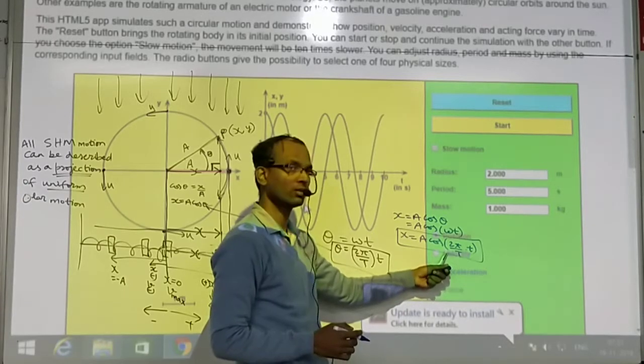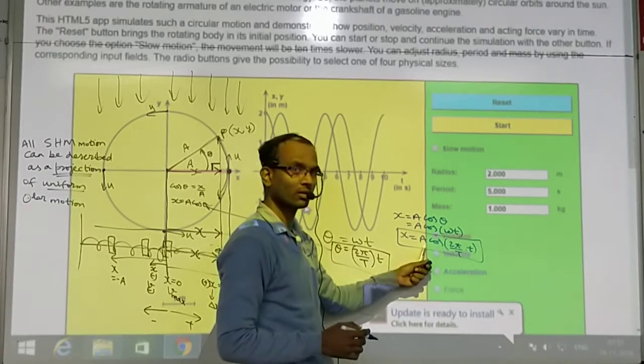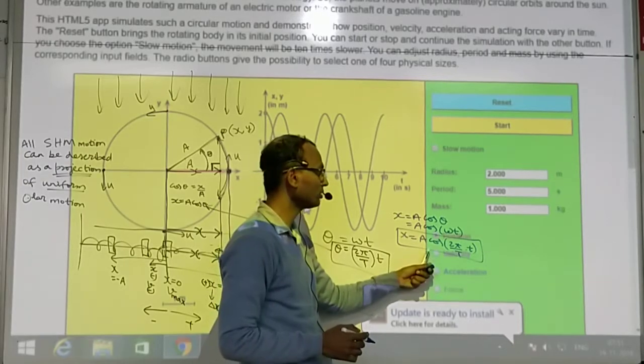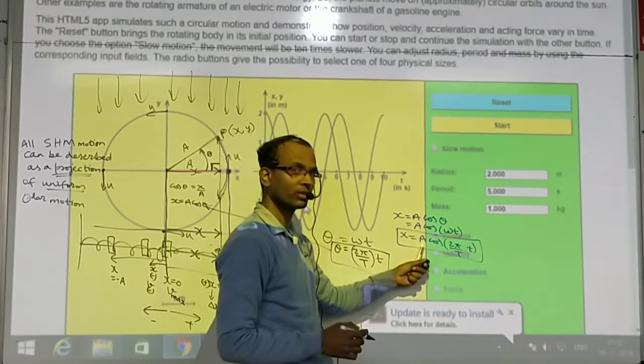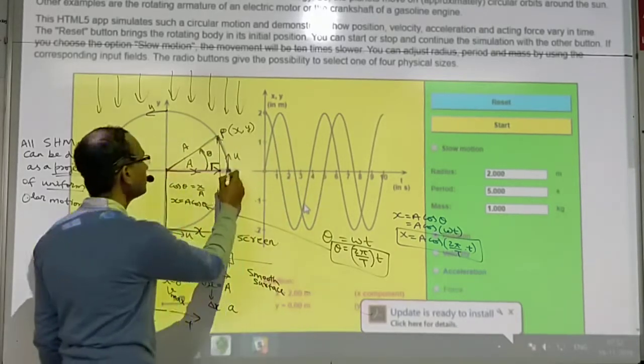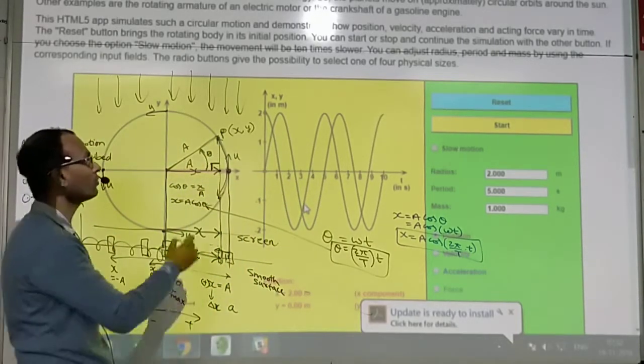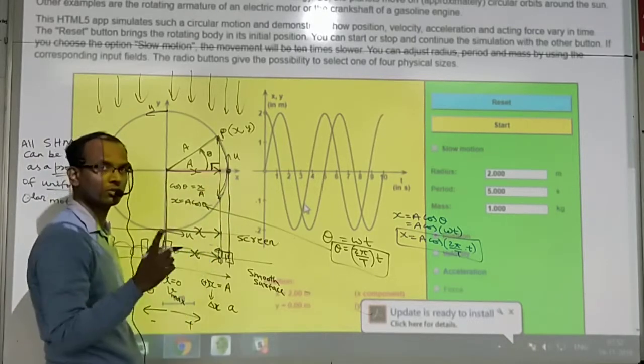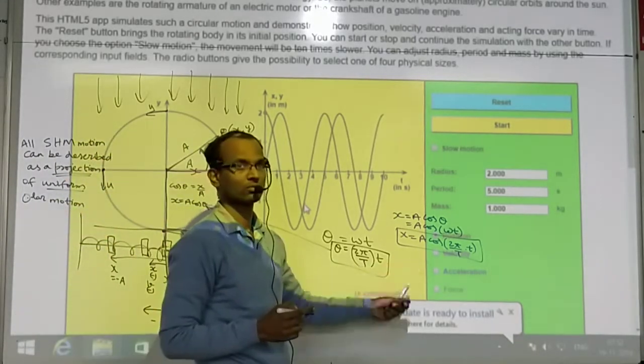Cos of 0 is 1. 1 multiplied by a is a. So this equation always tells you that the initial displacement is a. So it starts from this end. So only if you release the object from here at t equal to 0, you can use this equation. Oh, it won't oscillate otherwise.